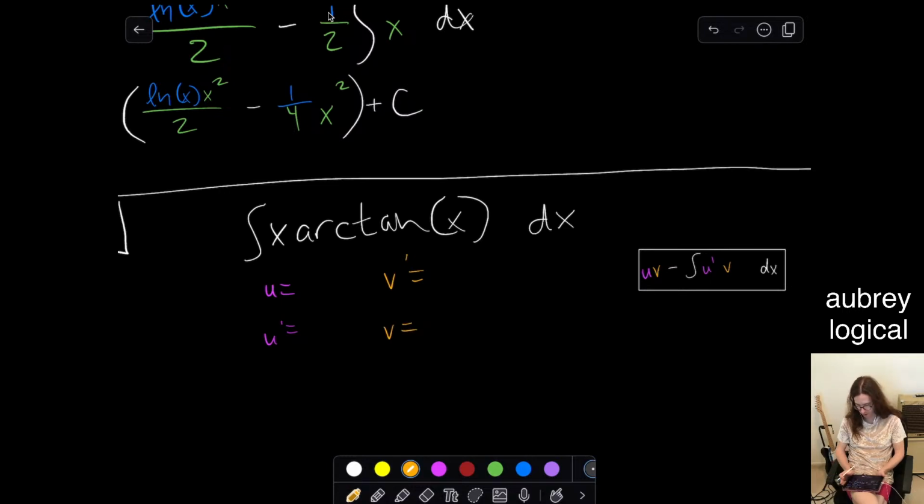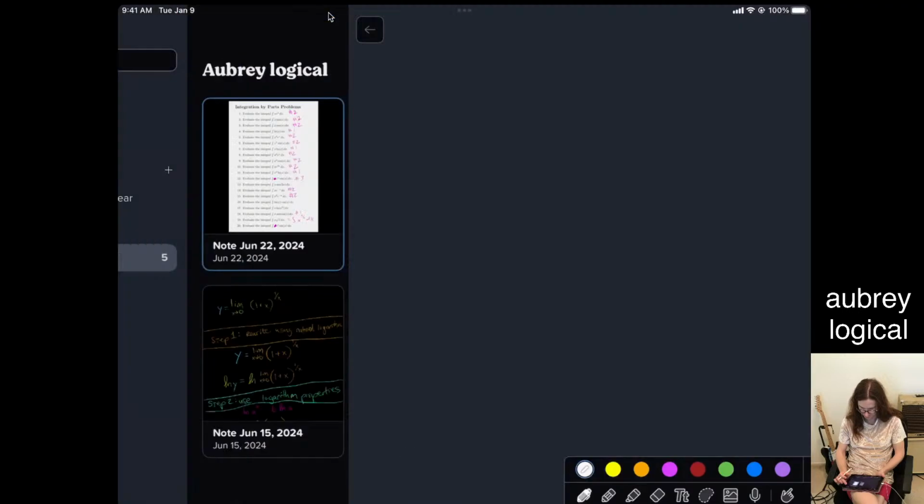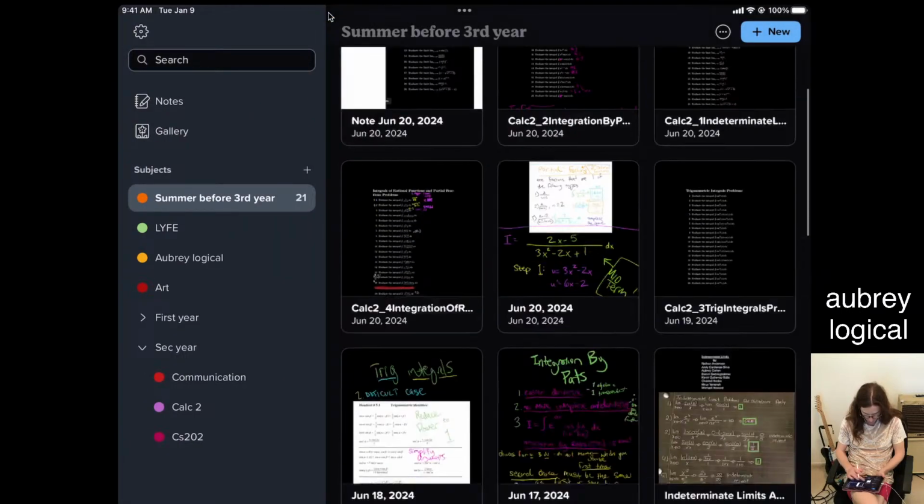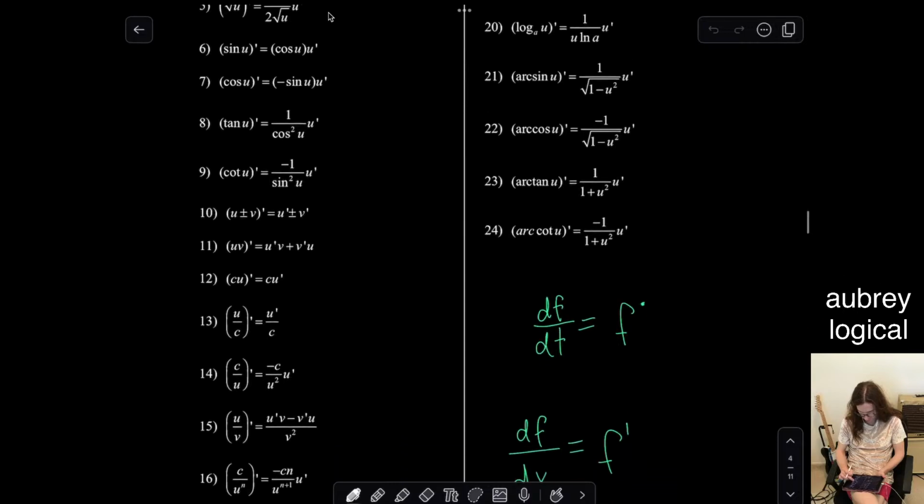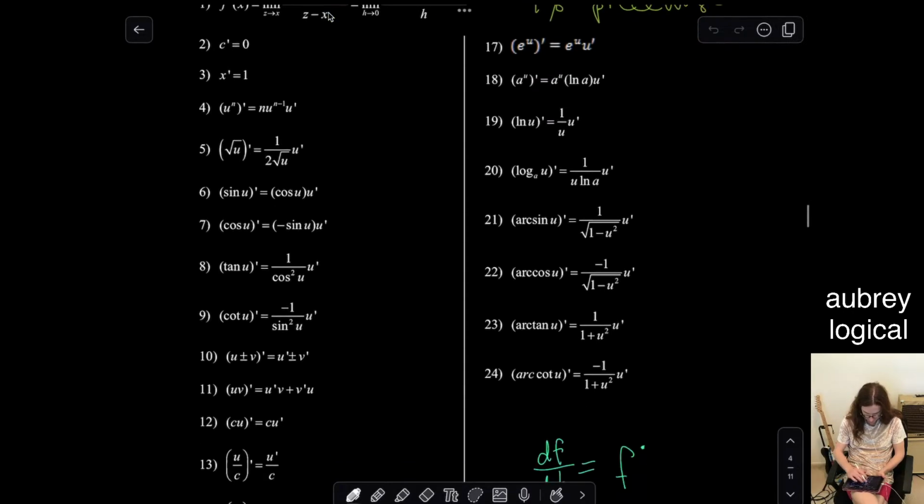Alright, what am I gonna pick for u and v prime? I think for u we're gonna pick arctangent of x, which I think after we take the derivative is gonna be like 1 over x squared plus 1? Let's check. Derivative of arctan.